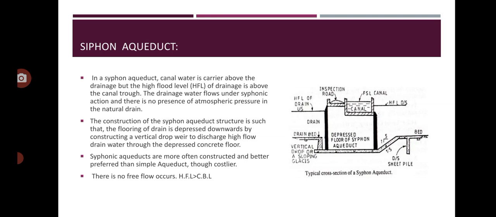There is no atmospheric pressure in the natural drain, and by this siphonic action the drainage water is pushed below the canal water and delivered on the downstream side. It is more often constructed and preferred than the simple aqueduct. It is also the costlier one. Most prefer this siphon aqueduct because it is a more efficient way of conveying the water below the canal, and no free flow occurs. Here the high flood level is greater than the critical bed level.